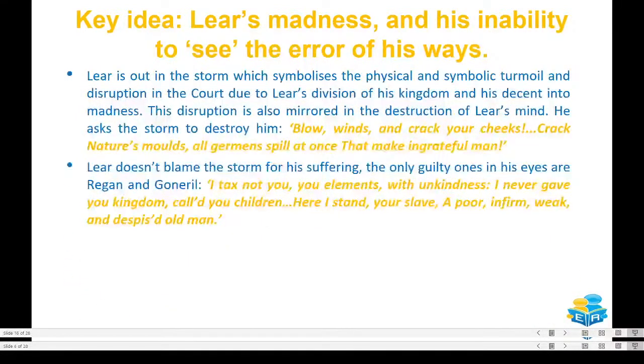Lear doesn't blame the storm for suffering. The only guilty ones in his eyes are Regan and Goneril. Again, the most telling word there: the only guilty ones. So again, Lear's madness. He still has an inability to see the error of his ways. He's blind to his own part in this destruction.